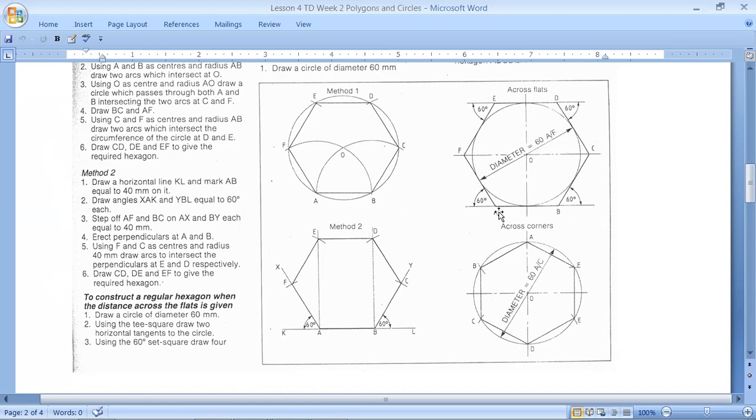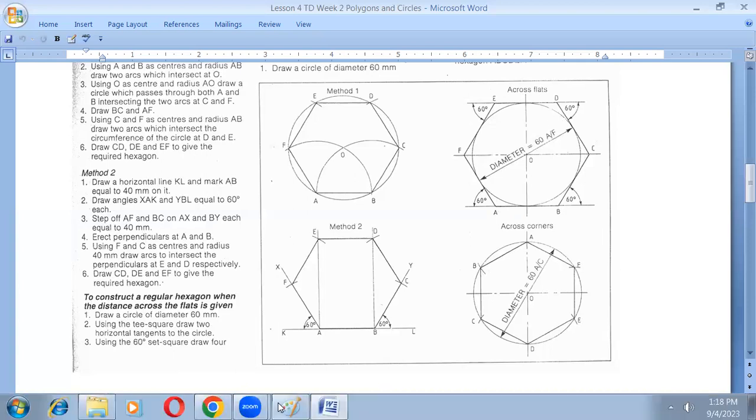When you draw your circle, everything you're going to use is the t-square and the 60-degree set square. With the t-square, make it tangent to this point and draw this line. Tangent to the top of the circle, draw this line. Then put the 60-degree set square on top of the t-square and draw this line, tangent here. Draw this line, tangent here, using the 60-degree set square. Let's demonstrate this.